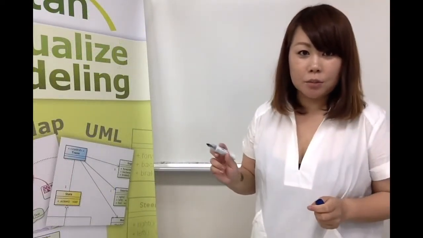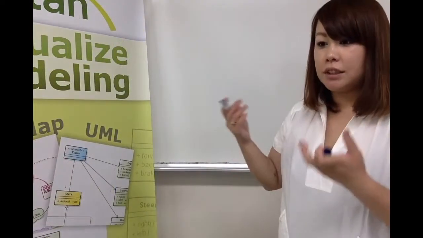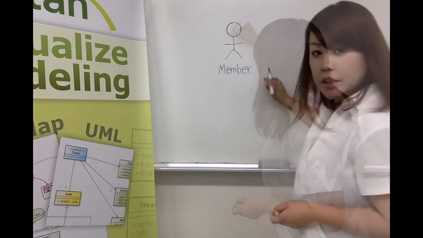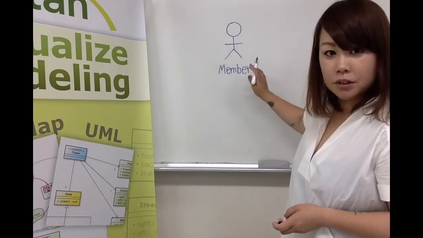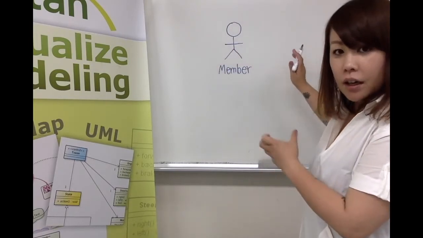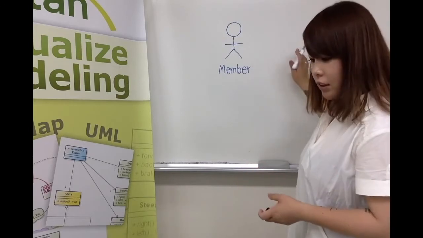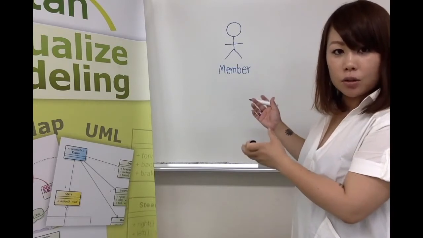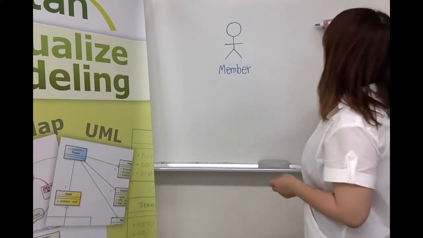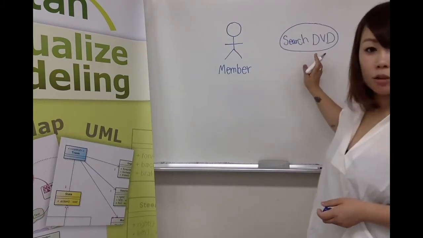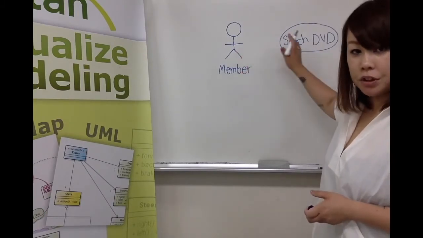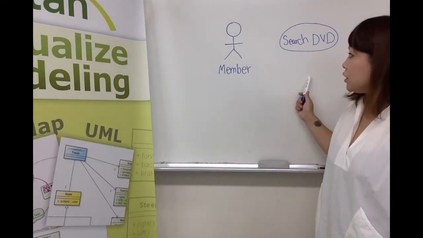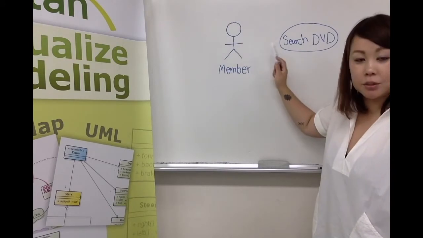Let me draw a sample diagram, which is a use case model that represents the DVD renting shop, for example. Here is an actor named member, which interacts with the system. And interactions and the scenes which actors and system communicate to achieve a goal is called use case. Here is a sample use case for the member to search for the DVD at the shop.